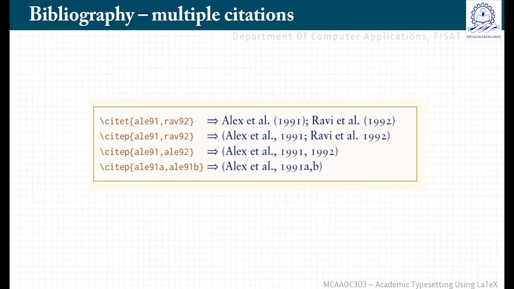And coming to multiple citations, natbib also supports multiple citations. It may be made as usual by including more than one citation key in the cite argument. There are situations where for a particular argument or for a particular sentence, you have to refer to more than one document. Then you can simply separate each key by using a comma. Here in this example, see \citep{ALE91, RAV92}, which means two different documents are cited over here.